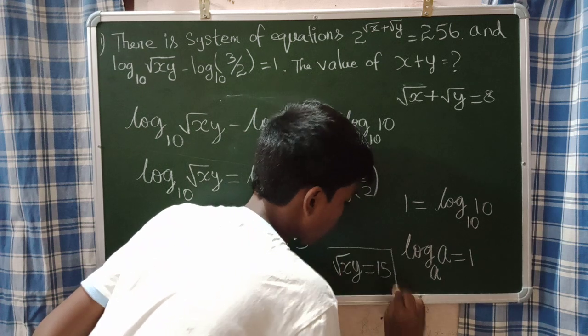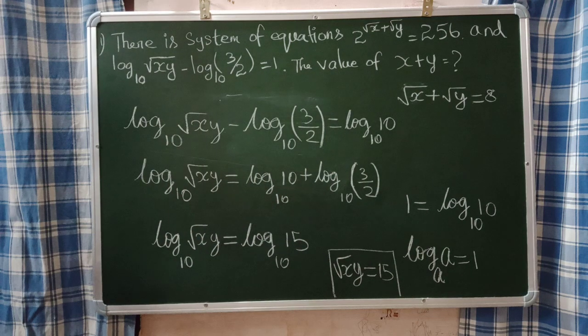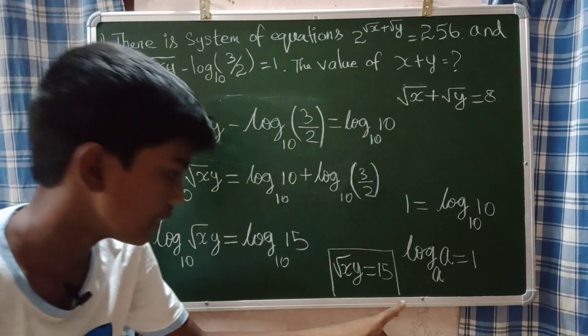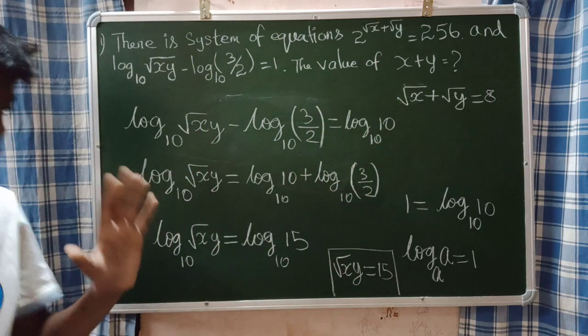Now guys, we have got two equations. What are the two equations? Root x plus root y is equal to 8, and root xy is equal to 15. These are the two equations that we got now.